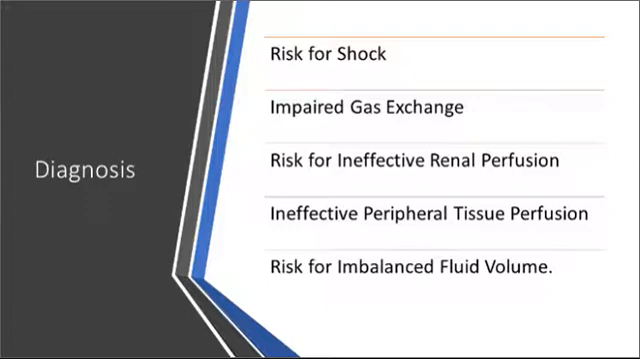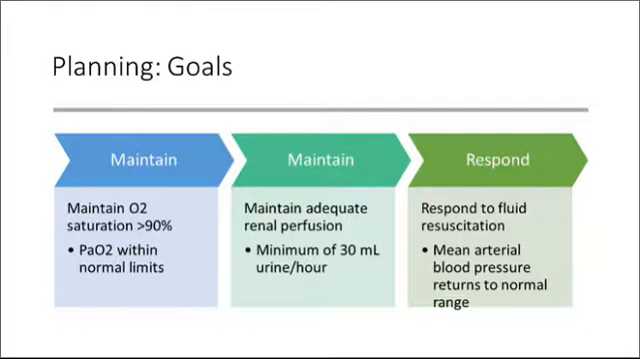Risk for ineffective renal perfusion. That's if it has not affected their kidneys yet. With decreased perfusion, they are going to have decreased perfusion to their kidneys. Ineffective peripheral tissue perfusion is a given, whether they're vasodilated or they vasoconstrict. So impaired peripheral tissue perfusion out to their extremities is a given. Risk for deficient fluid volume. That is really, really high risk. That's why you're doing fluid resuscitation.